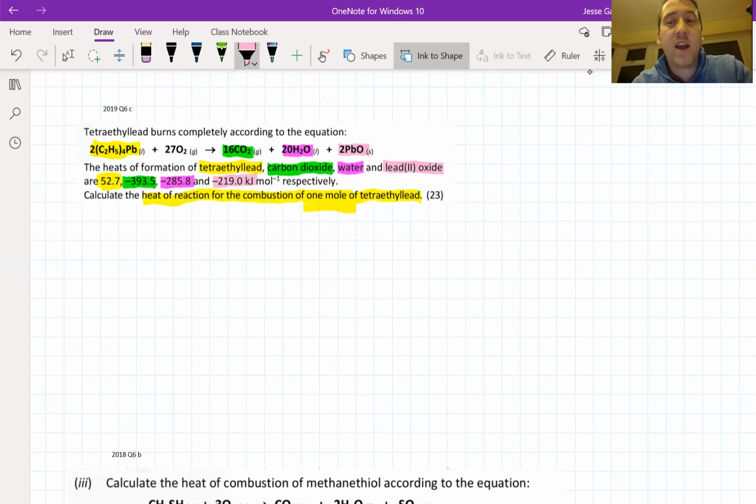Now, like I said, tetraethyl lead there is a difficult one. It's something you're not going to come across very often. But by doing the other three, carbon dioxide, water, and lead oxide, which you should know, then you can figure out by process of elimination that this first one that I've highlighted in yellow must be tetraethyl lead.